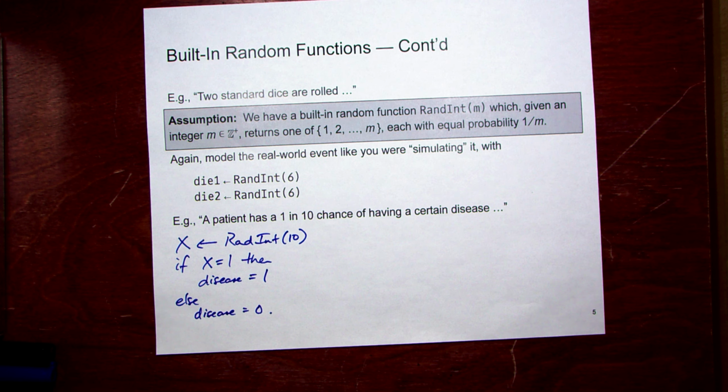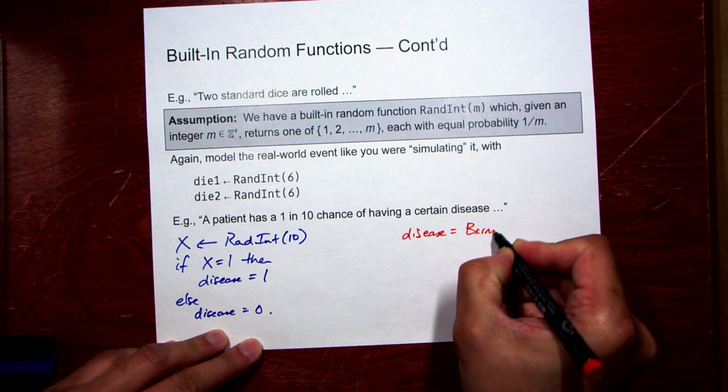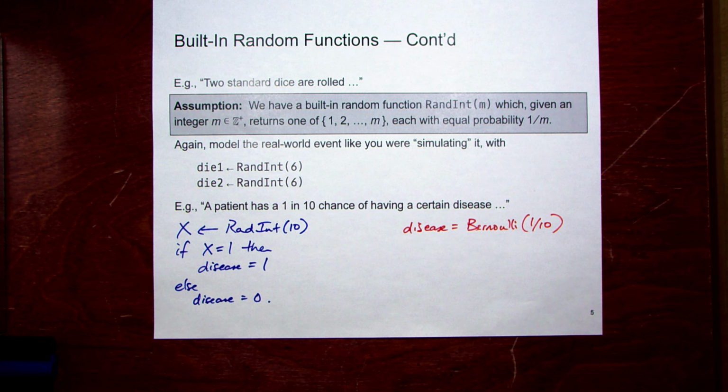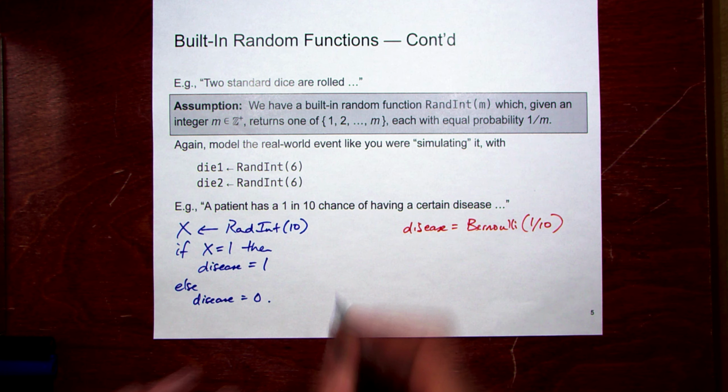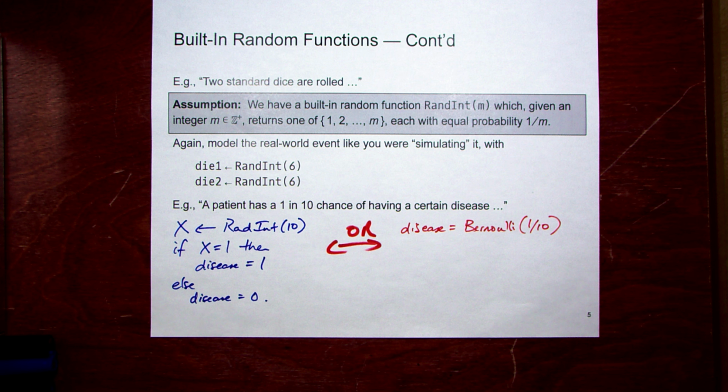Okay, this is not the only way we could have written this. Give me another way. Good. So disease equals Bernoulli 1/10. So with probability 0.1, this is an alternate version of that 5-line piece of code.